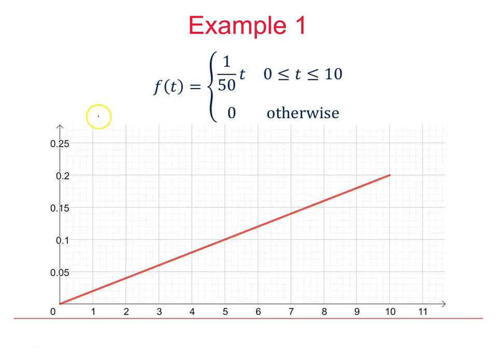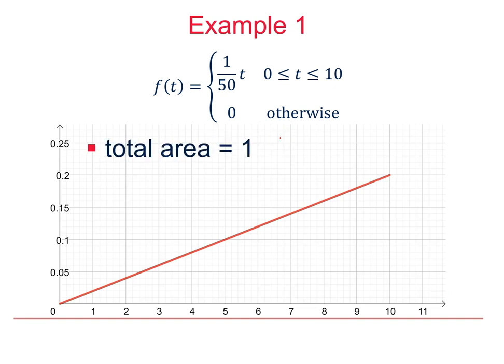So the sketch is very, very simple, because we just have a straight line. And if we have a look at the first condition, is that function always above the t-axis, or is it always greater than or equal to 0? That definitely is true, because we can see that quite clearly.